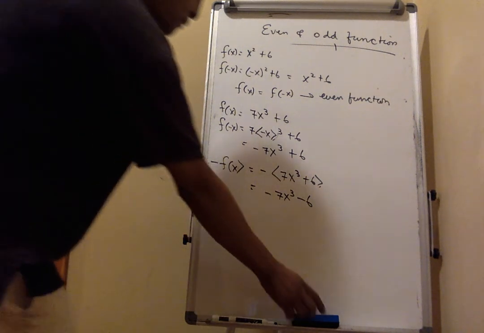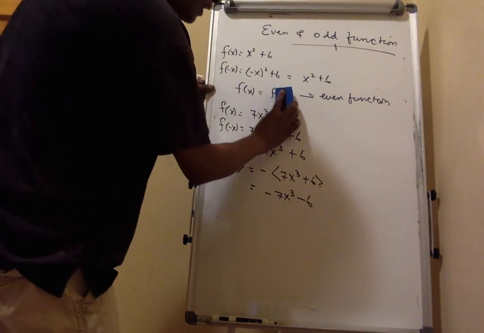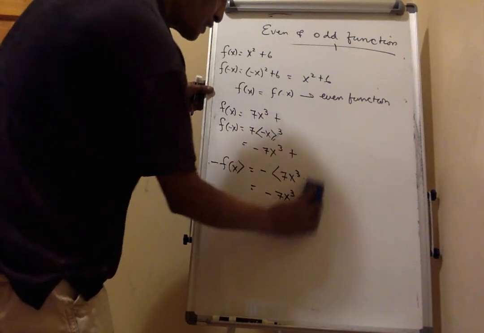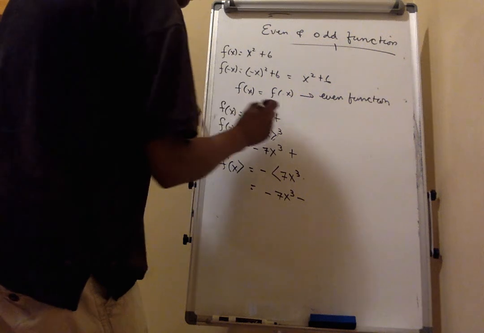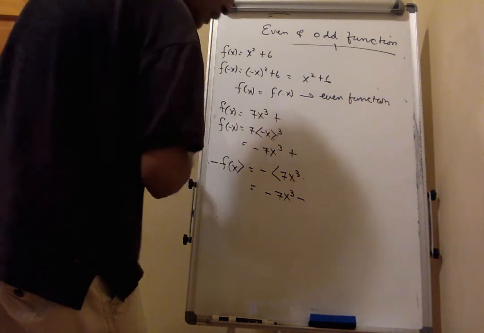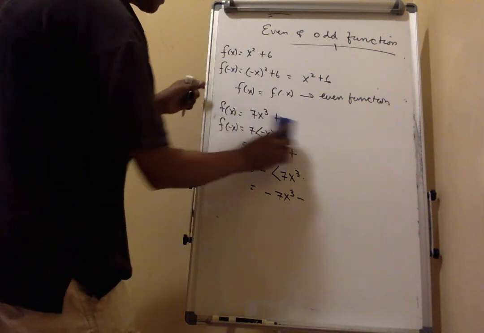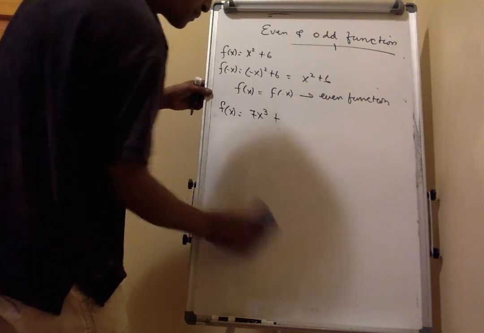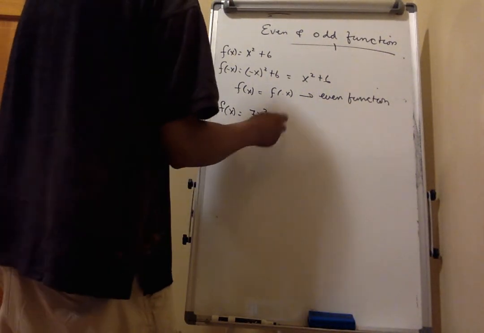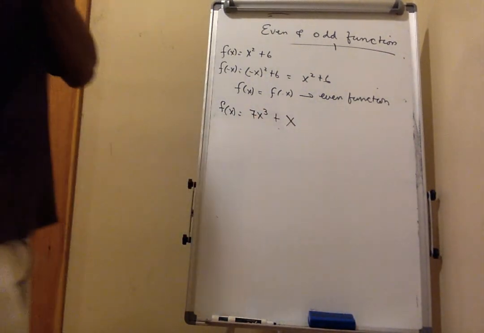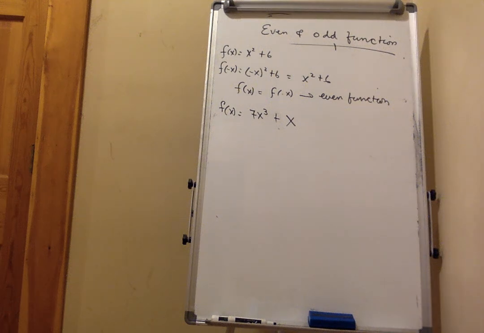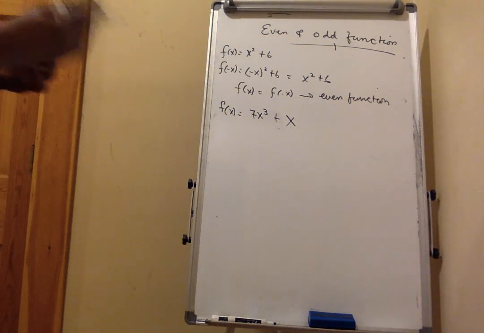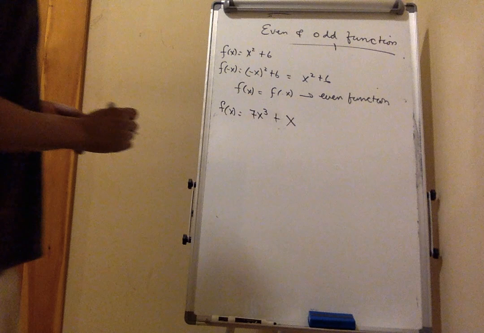Oops. Please disregard this. I chose a different number. It's not going to change anything. So let me redo this again. Just do the x. My apologies. So let's find whether this one is even or odd.